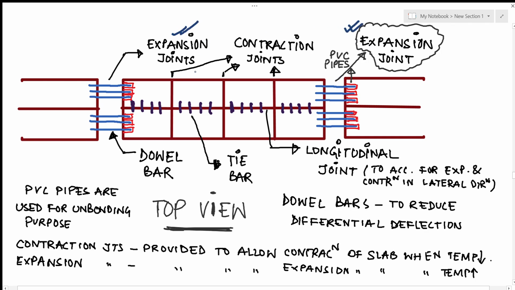These parts are known as the contraction joints. These are the dowel bars. And the red thing that you see over here are nothing but PVC pipes. These marked in violet are tie bars, and these are the longitudinal bars.